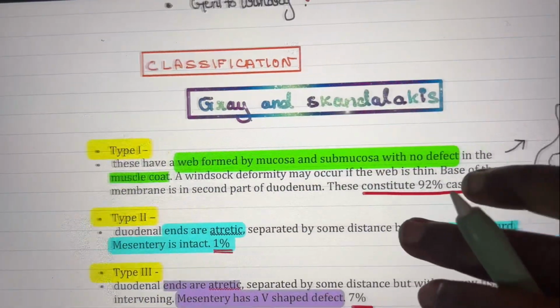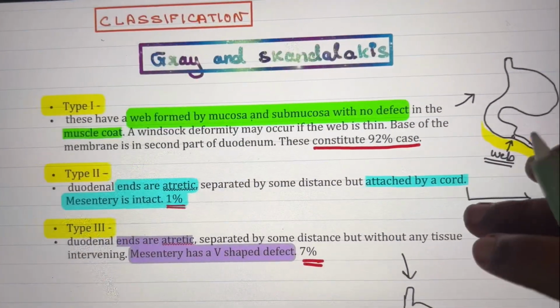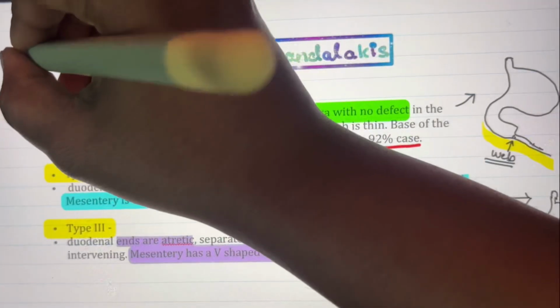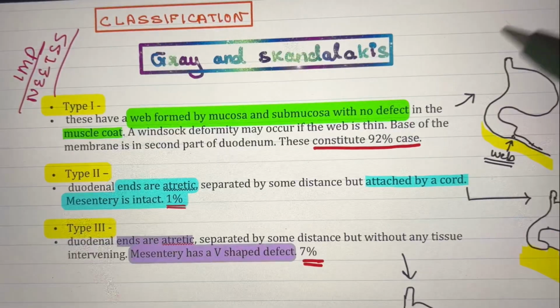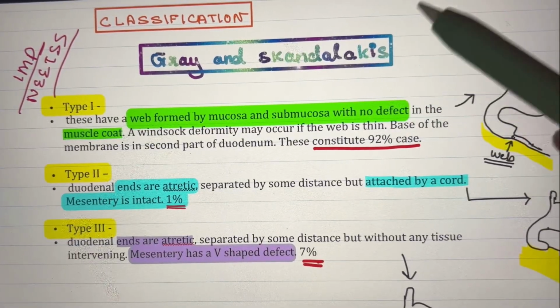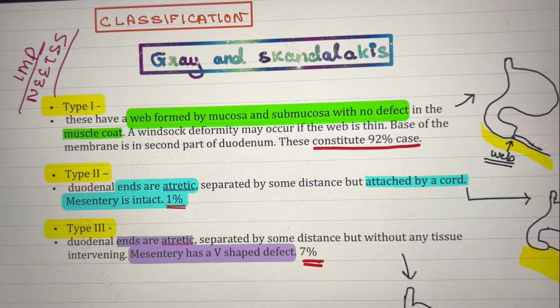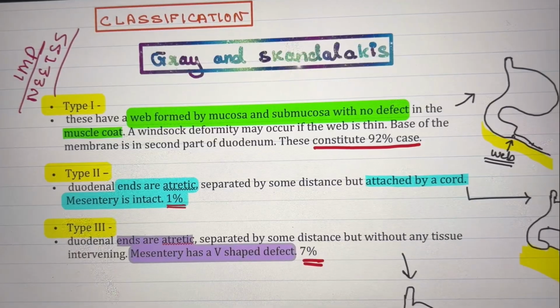Now, classification. The classification that we have might be new for you and it is important for the NEET SS exam. Duodenal atresia is classified by Gray and Skandalakis into type 1, type 2 and type 3. Three types are mainly present. You have to just know the types and it is very easy.